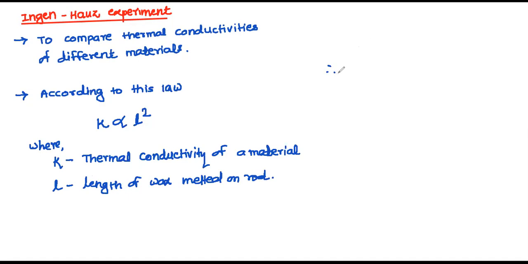K is proportional to L square. That is, I can write K by L square is equal to constant. What is that? K by L square is equal to constant. Clear? This is the Ingenhousz experiment statement.